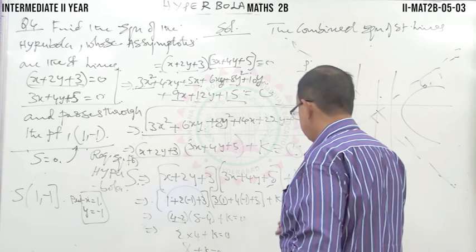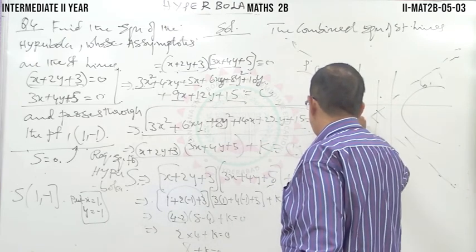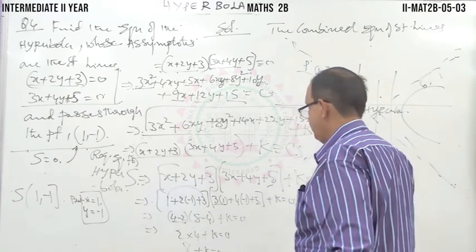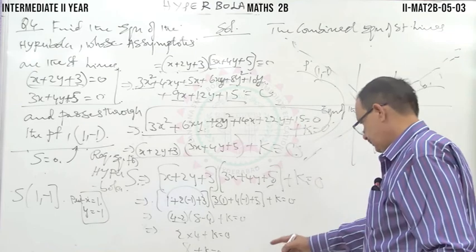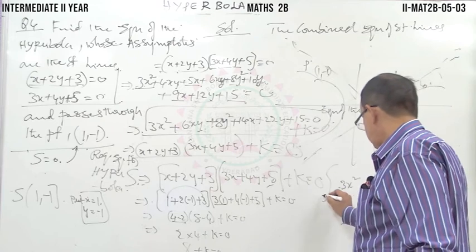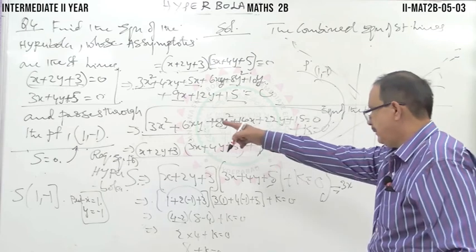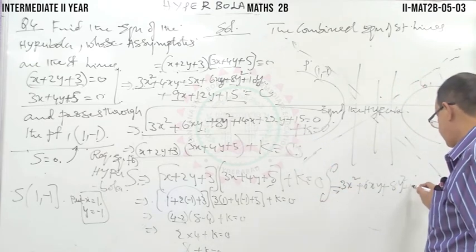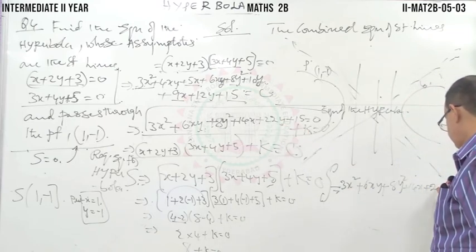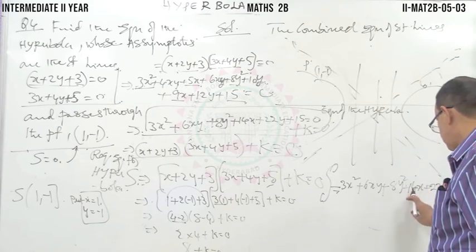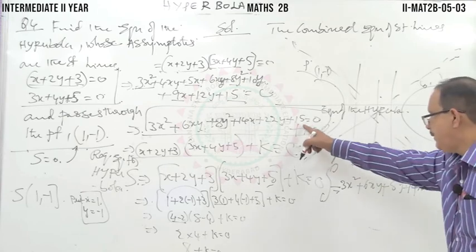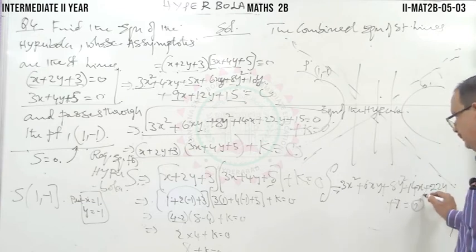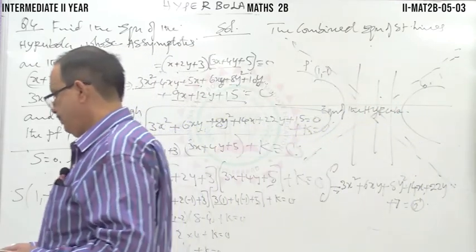The required equation you can write: equation of the hyperbola plus a constant k is equal to 0. Now if you substitute k value minus 8, the equation of the hyperbola S is equal to 3x square, 6xy plus 8y square plus 14x plus 22y plus 15 minus 8. 15 minus 8 is plus 7, equal to 0. This is your required hyperbola equation.